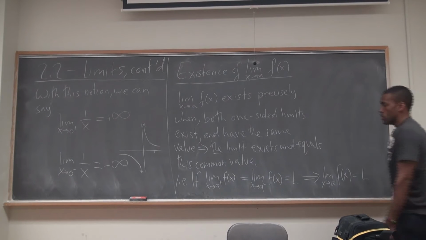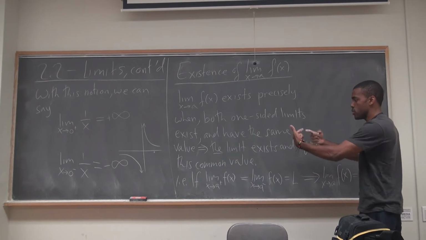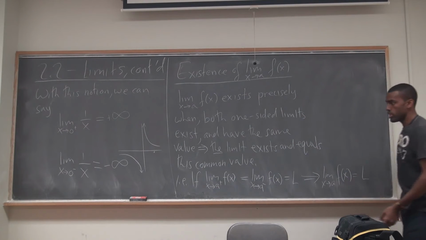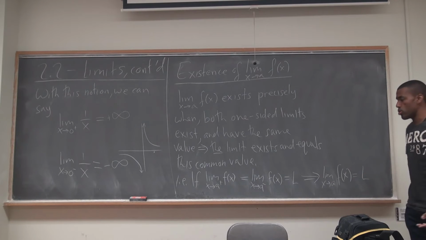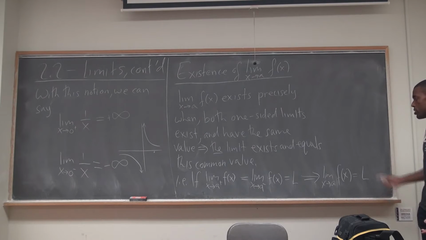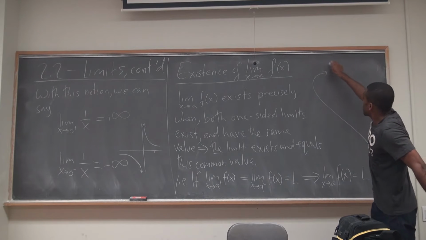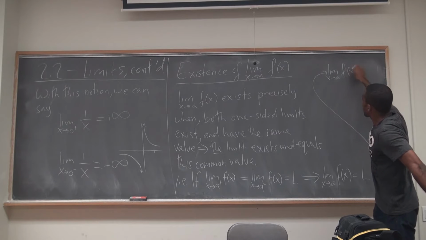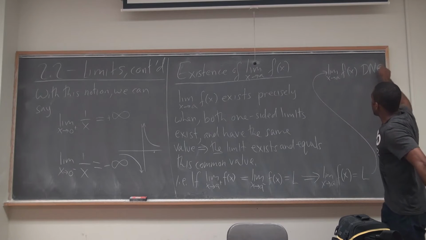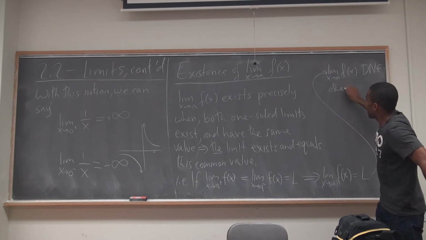When you're coming from the right and the left, you must match up. Your y values must give you the same, so you can say, oh, that's the y value we're approaching. If that doesn't happen, your limit does not exist. It does not exist otherwise.